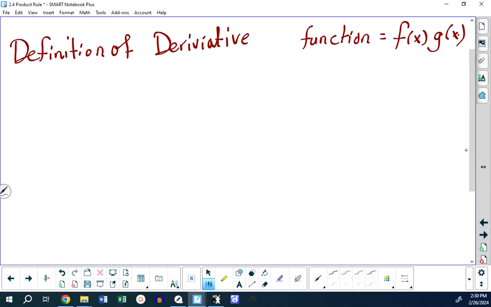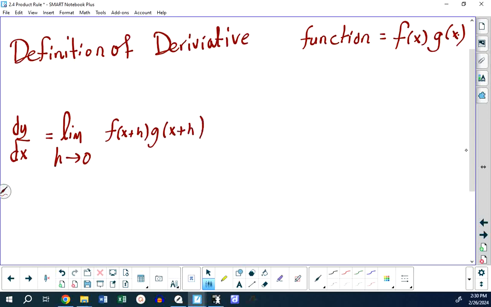So what will this be equal to? The derivative, and I'm going to choose to write it as dy dx so as not to confuse the issue with our different f's and g's, will be the limit as h is approaching 0 of f of x plus h g of x plus h. Because the function is f of x times g of x, we need to evaluate that whole function at x plus h, minus the function, which is f of x g of x. But we're going to leave a big gap in between these.